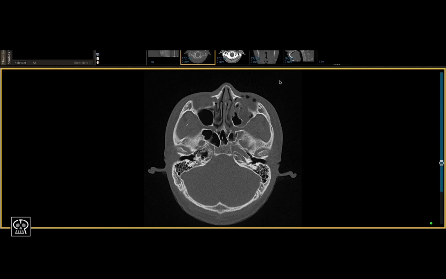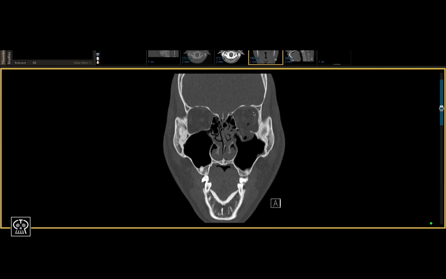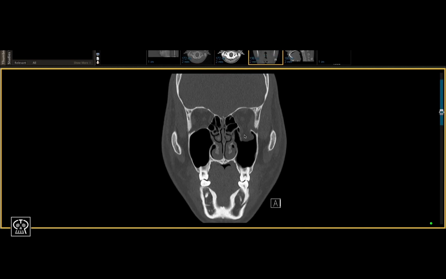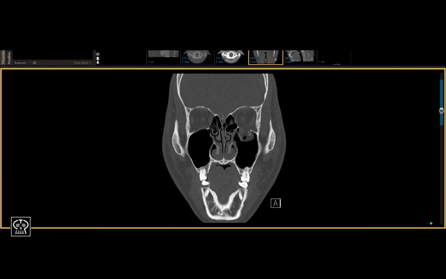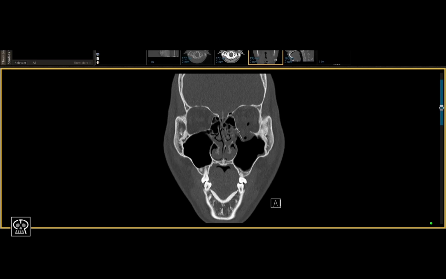The last thing we want to assess for is entrapment. Now, remember, when it comes to orbital fractures, the larger the fracture, the less likely there is to be entrapment. And this makes sense because if you have a large orbital floor fracture, it's very difficult for the muscle to become entrapped in that defect because it's so large.